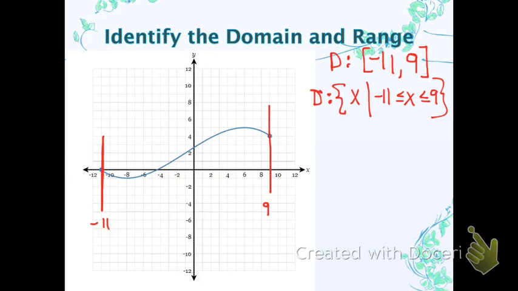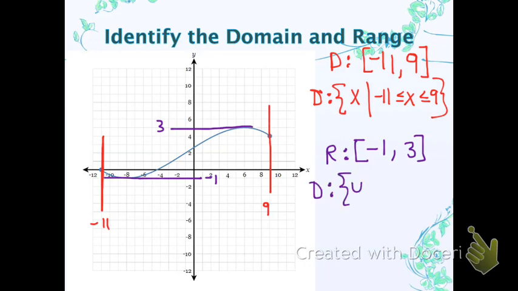For the range, you're looking for the y values. So we look for the lowest point on our graph, and that's right here, which is at -1 along the y-axis, and the highest point on our graph, which is right here, which is at 3 on the y-axis. So the range as an interval would be -1 to 3, or all the values y such that y is between -1 and 3.